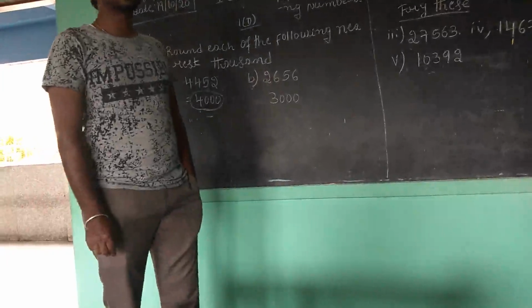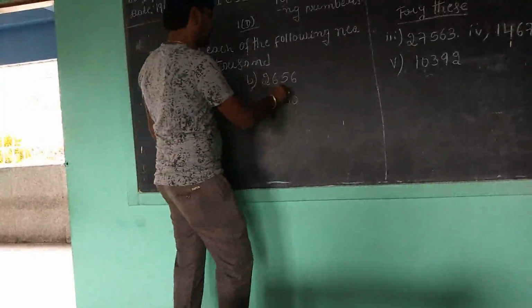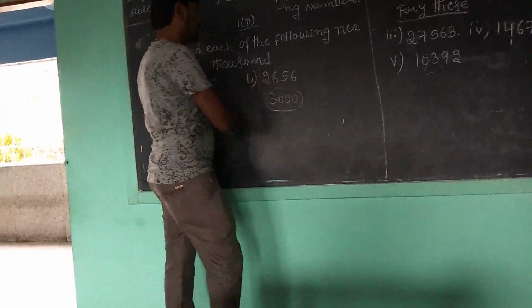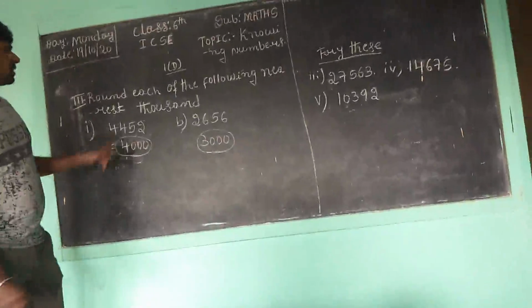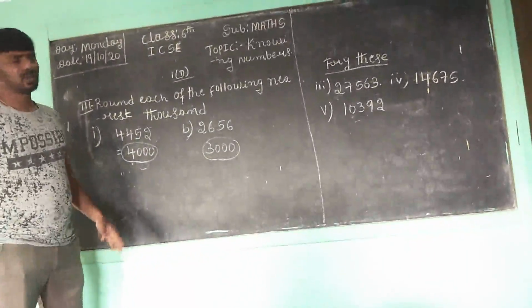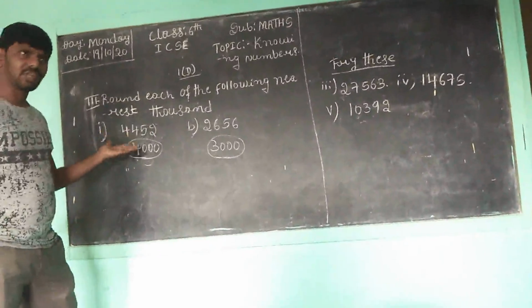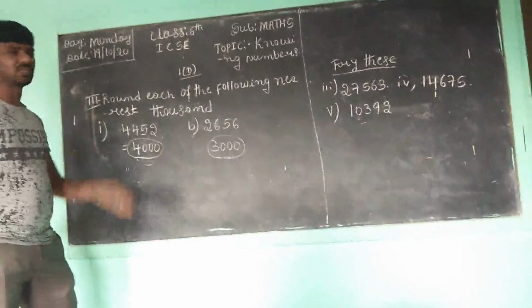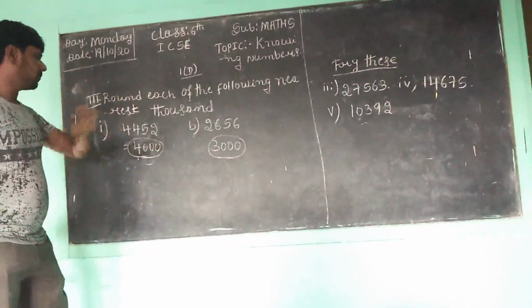2656 is very nearest to 1000, which means it is 3000. You can understand, children. See once again, 4452. This is 400, so before 500 means you want to write it as it is, 4000. So this is nearest to 4000.